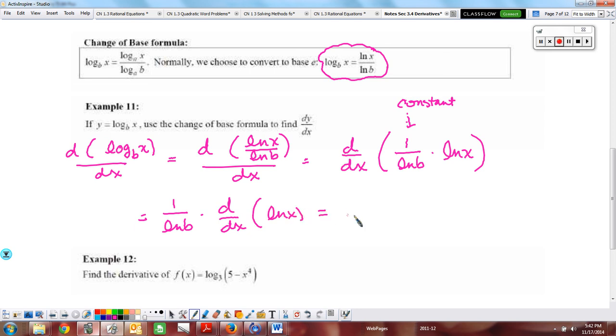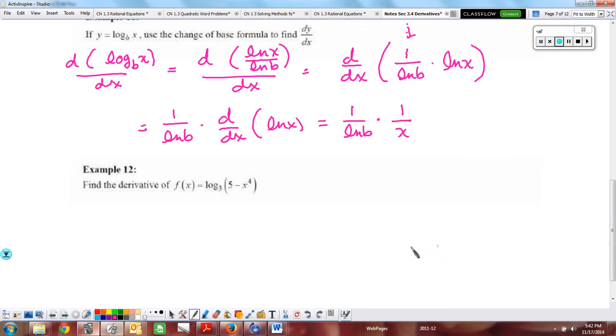And the derivative of natural log of x is 1 over x. So it becomes 1 over natural log of b times 1 over x. So pretty much the derivative of any log, it still has this 1 over x, but it has this additional scaling factor that you will need to add in. So for example, let's see how this is used.